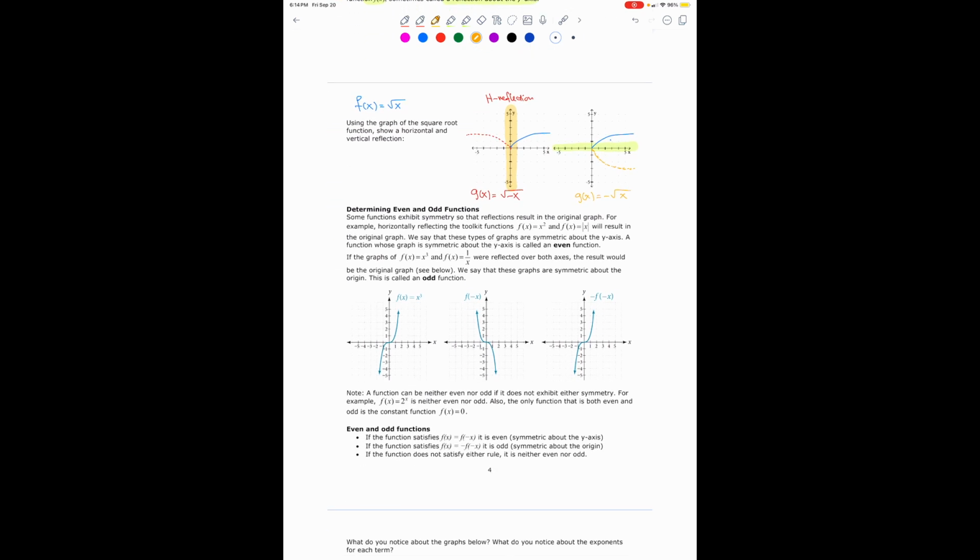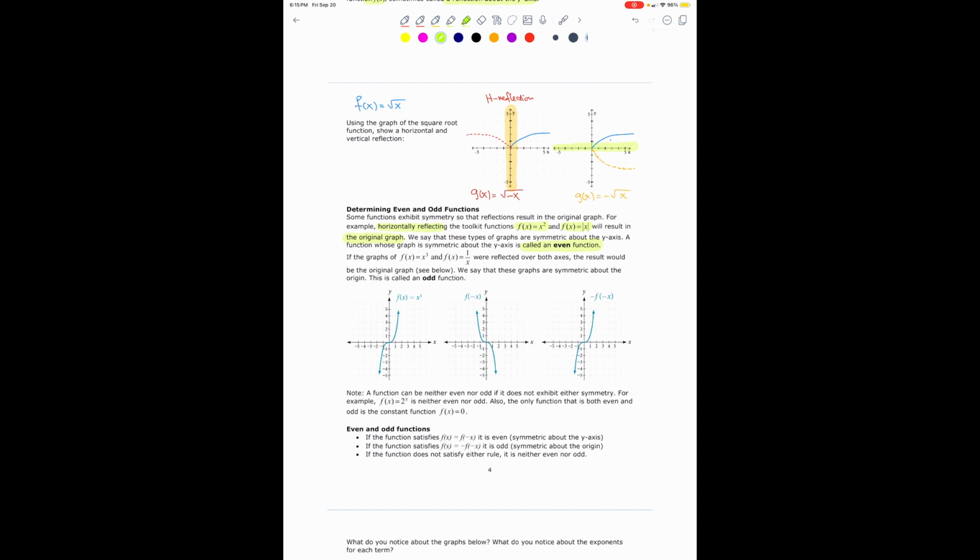Determine even and odd functions. Some functions exhibit symmetry so that reflections result in the original graph. For example, horizontally reflecting the toolkit function f of x equals x squared, or f of x equals the absolute value function, will result in the original graph. We say that these types of graphs are symmetric about the y-axis. A function whose graph is symmetric about the y-axis is called an even function.